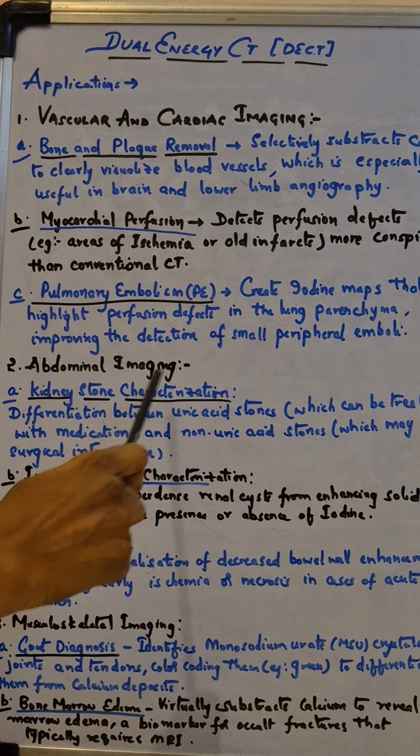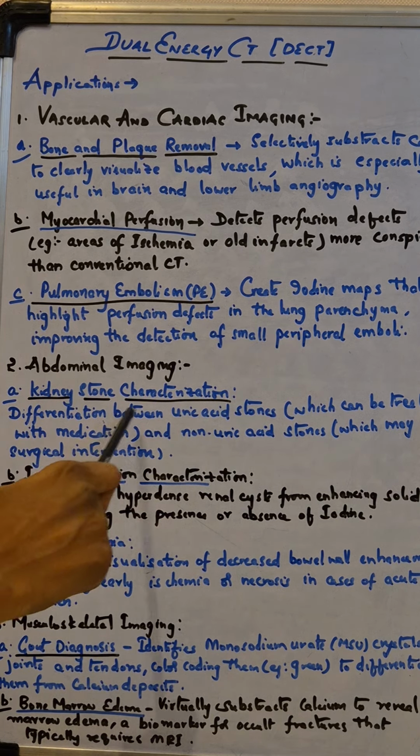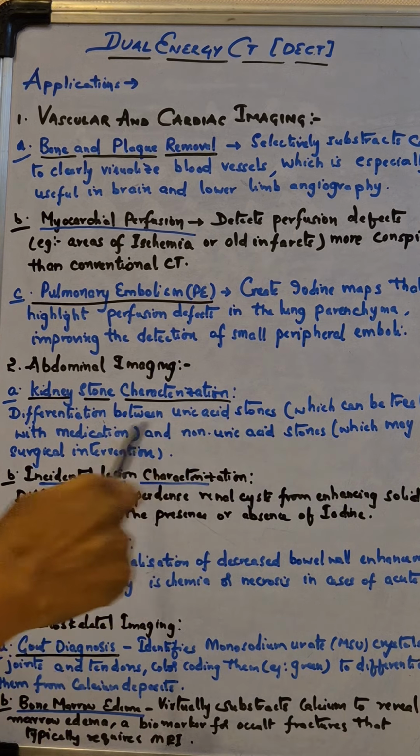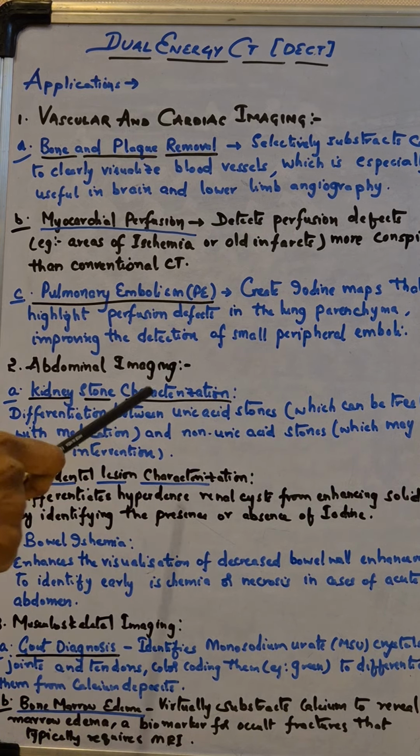Another is abdominal imaging. In abdominal imaging, kidney stone characterization. Differentiation between uric acid stones, which can be treated with medication, and non-uric acid stones, which can require surgical intervention.